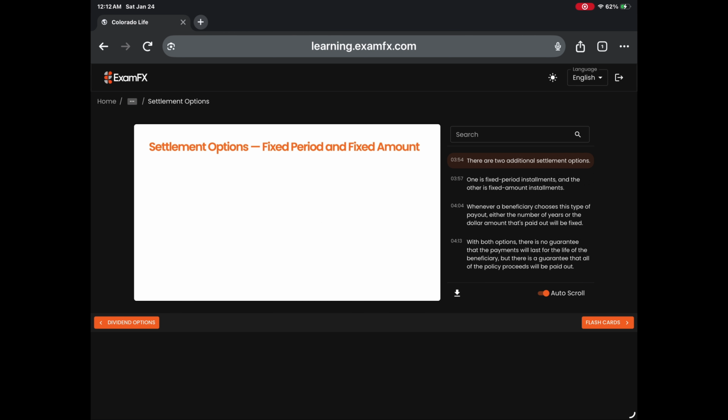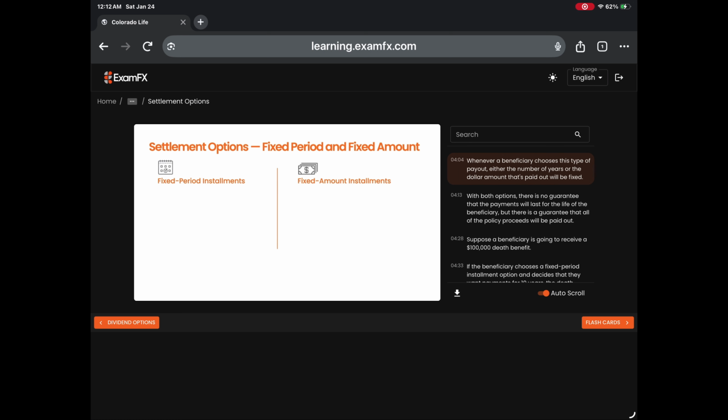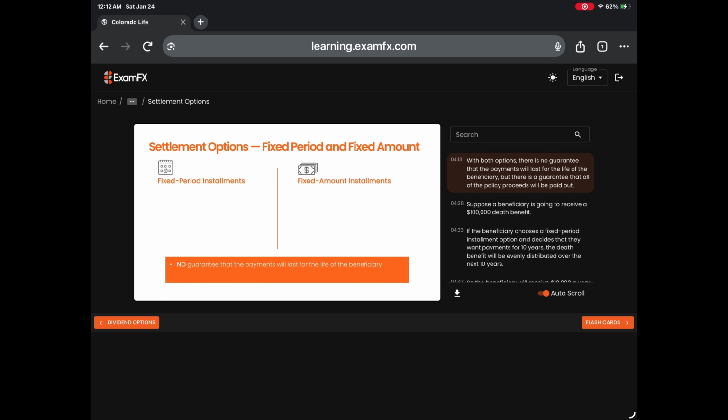There are two additional settlement options. One is fixed period installments, and the other is fixed amount installments. Whenever a beneficiary chooses this type of payout, either the number of years or the dollar amount that's paid out will be fixed. With both options, there is no guarantee that the payments will last for the life of the beneficiary, but there is a guarantee that all of the policy proceeds will be paid out.